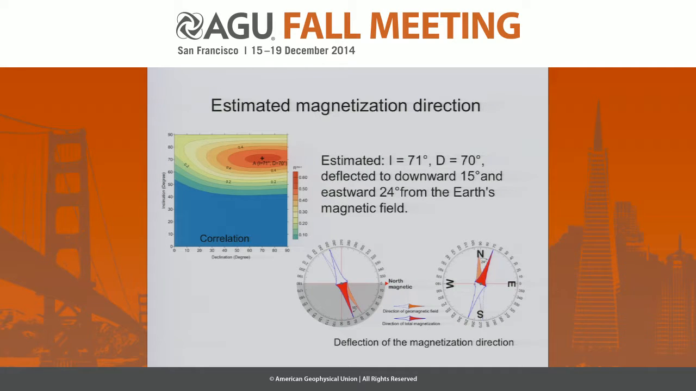This slide shows the inversion result of the magnetization direction. This is a contour map of the correlation. The peak of the max shows that the optimal inclination is 71 and the declination equals 70. This direction is deflected downwards 15 degrees and eastward 24 degrees from the Earth's magnetic field. We mainly attribute this result to the remanent magnetization.